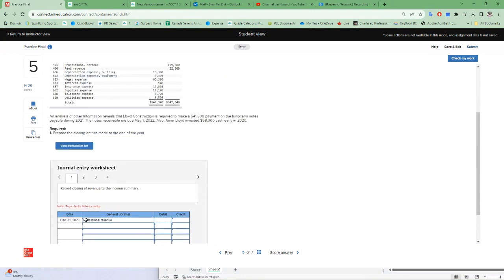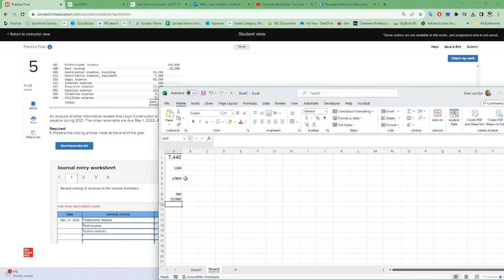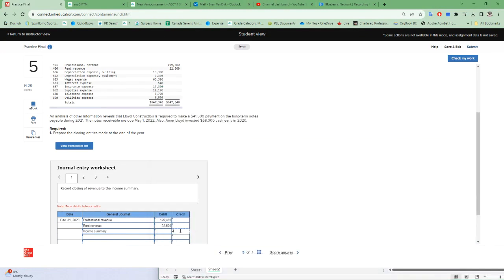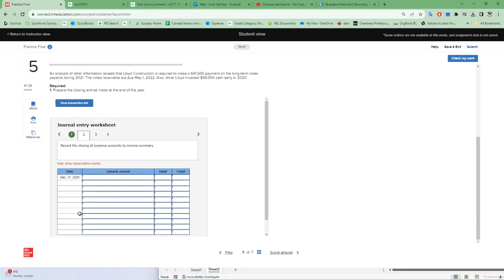Professional revenue 199,480 and rent revenue 22,500. So close revenue into income summary. And the total here, we just add these up, would be 199,480 plus 22,500 is 221,980. Yep, okay.